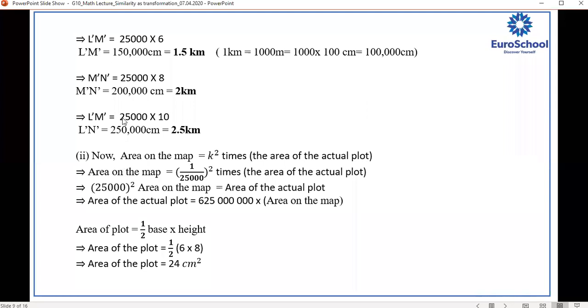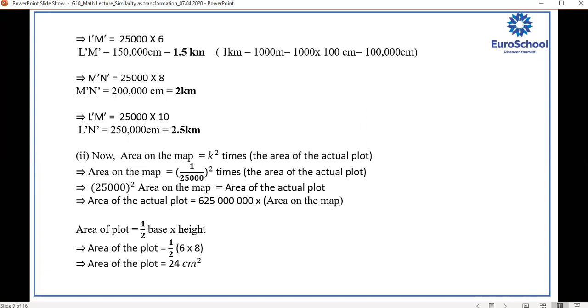Now, in the next one, MN was 8. So M dash N dash is equal to 25,000 into 8. So it becomes 2 kilometer. In one question, just mention one time your conversion, whatever conversion you are using, and then you apply it in all the rest of the parts. You don't need to mention it again and again. Just one time you have to mention it.